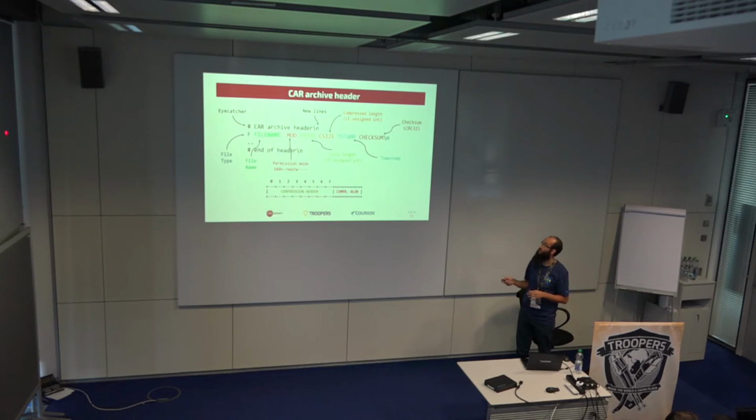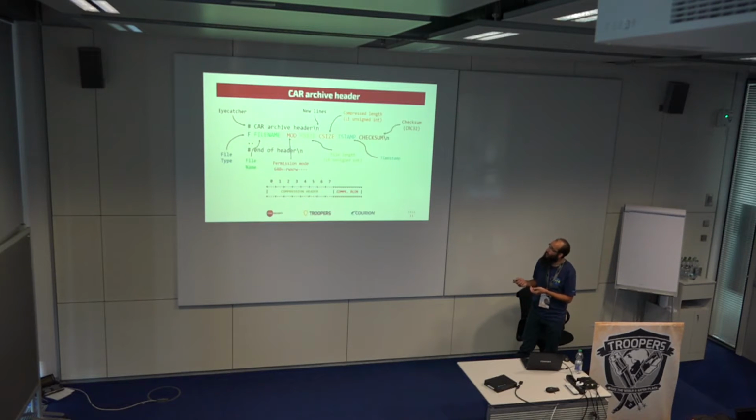And each line contains this information: basically the type of the file, if it's a file or directory or something like that, the file name, the permission modes that the file has in the file system, the size, the compressed size, a particular timestamp that is used for setting the creation date of the file after extracting it. And finally, a checksum that is an implementation of CRC32.